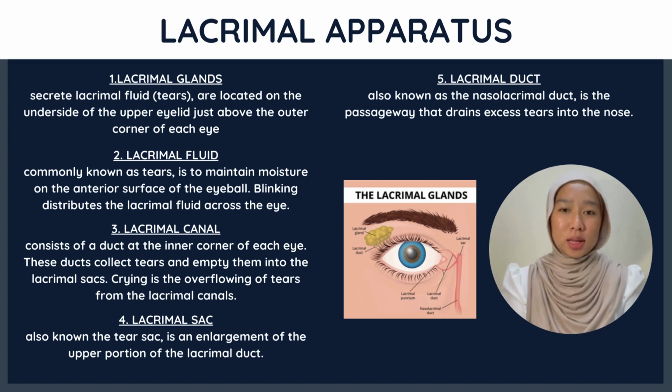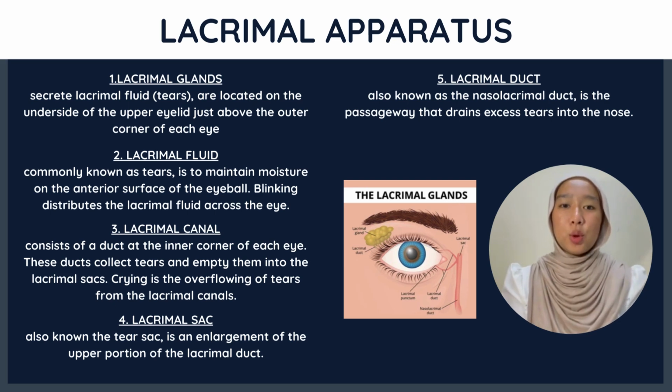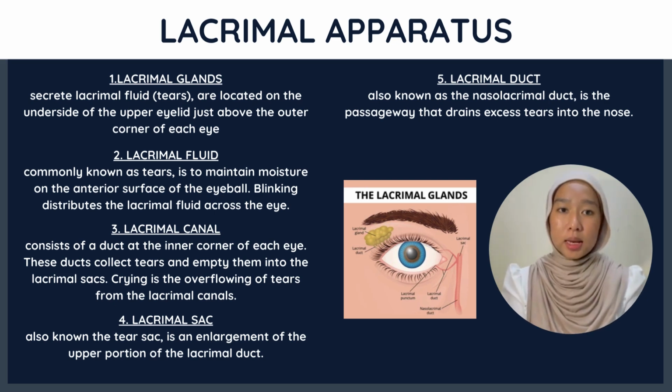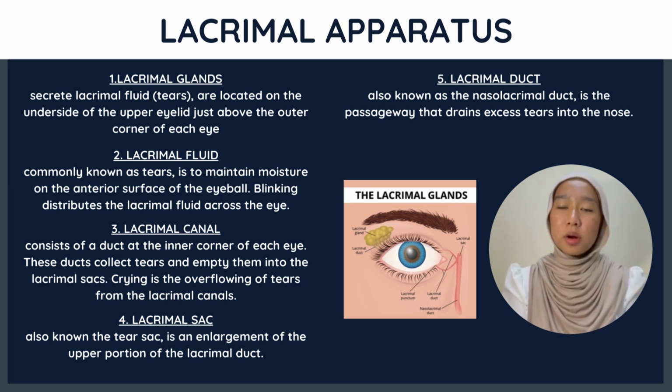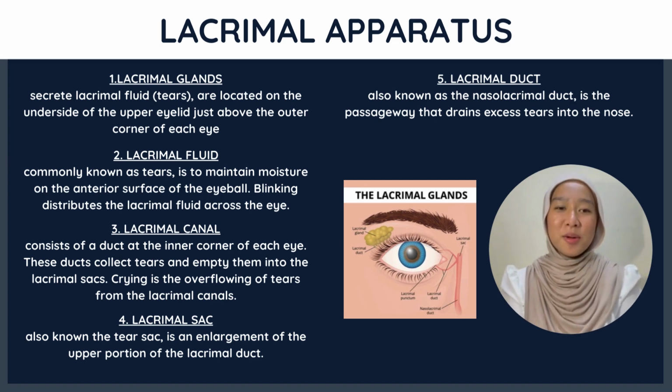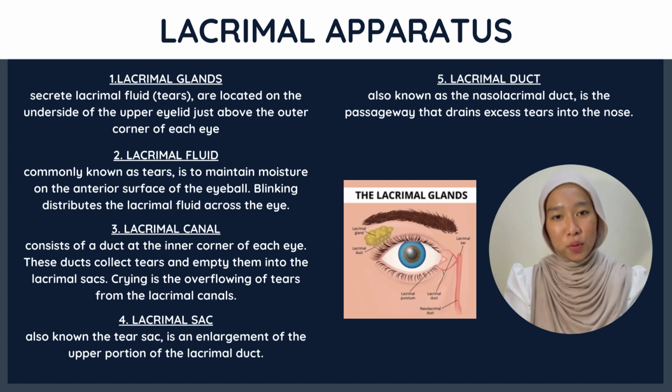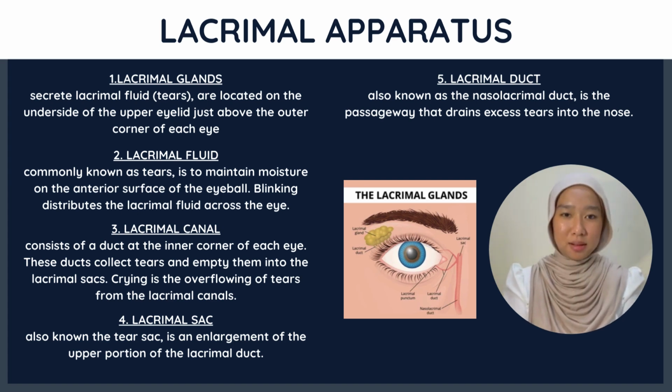So the third one is the lacrimal canal. It consists of a duct at the inner corner of each eye. These ducts collect tears and empty them into the lacrimal sacs. Crying is the overflowing of tears from the lacrimal canals.